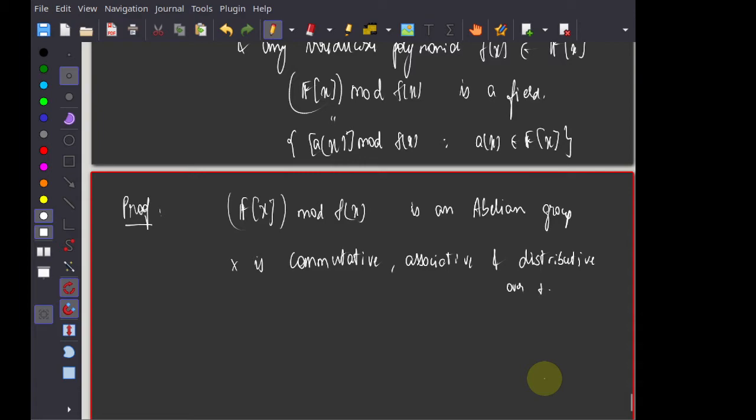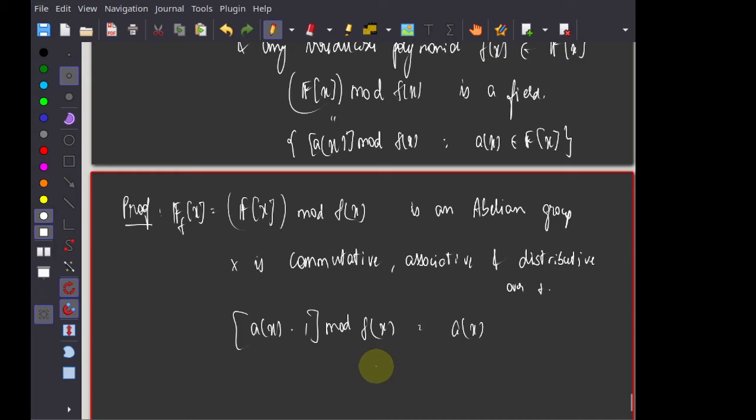So you take the multiplicative identity from F, the base field. That is also a multiplicative identity for F of x mod small f. So take any a of x times 1 mod f of x. This is equal to a of x for any a of x in this set. So let me give this a name. Let me call this F subscript f.